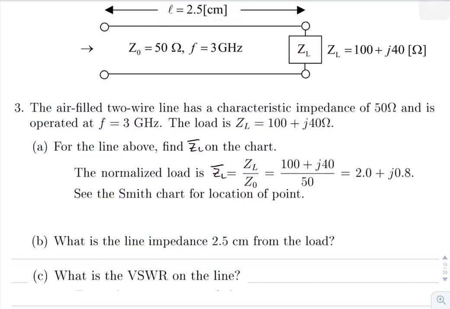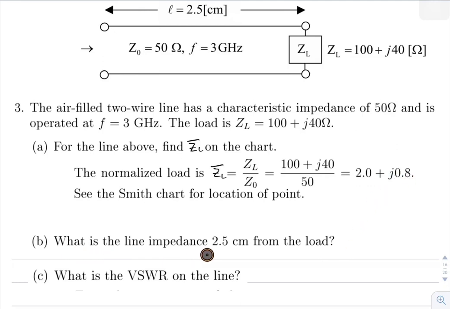Here is the next question. The air-filled two-wire line has a characteristic impedance of 50 ohms and is operated at a frequency of 3 GHz. The load is ZL equal to 100 plus j times 40 ohm. For the line above, find ZL bar on the chart. We know that ZL bar is ZL by Z0, that is 100 plus j times 40 by characteristic impedance 50, which equals 2 plus j times 0.8.